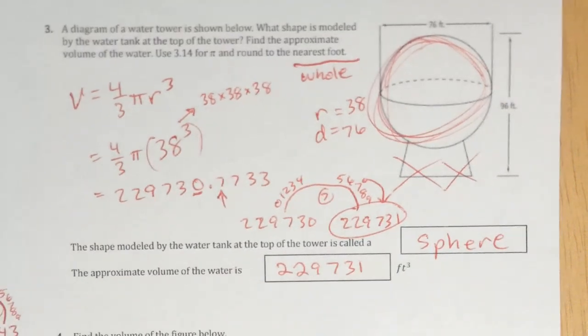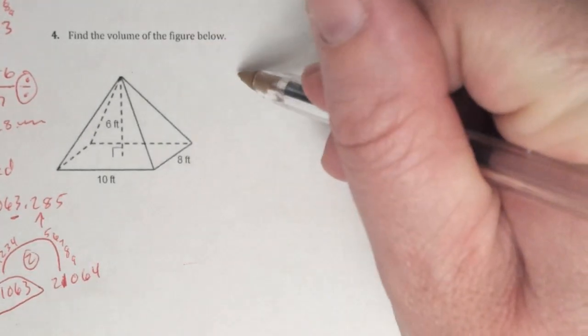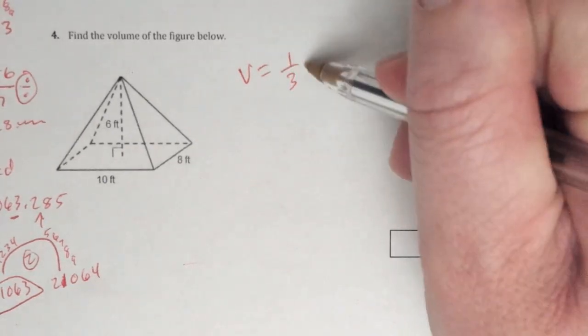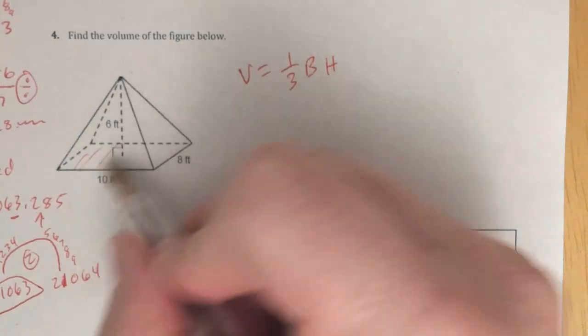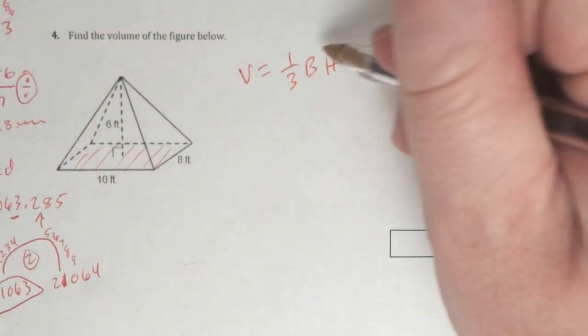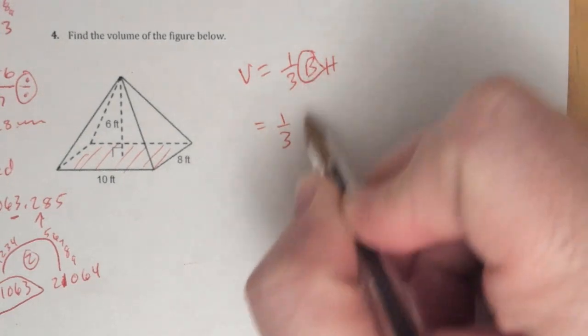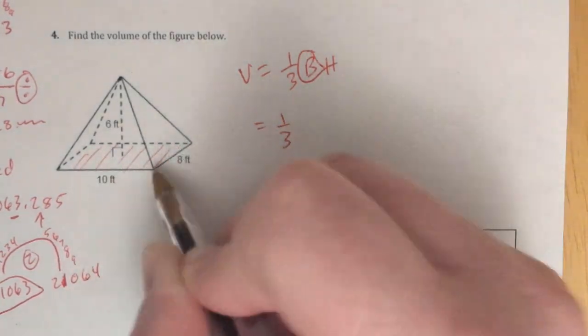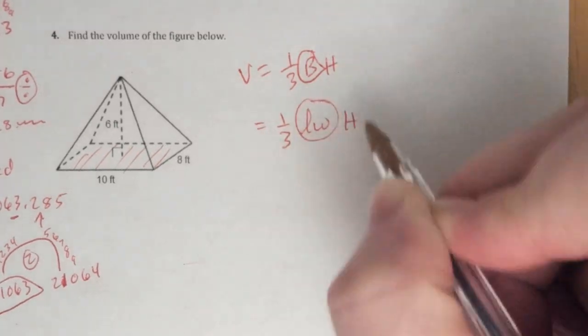All right, and the last one, number 4. All right, number 4, we want the volume of the shape. What is this shape? This is a pyramid. So volume equals 1/3 base area times the height. What shape is this base? So that is a rectangle. So that's 1/3, and base, the area of a rectangle, that would be length times width. And then we still have that height.